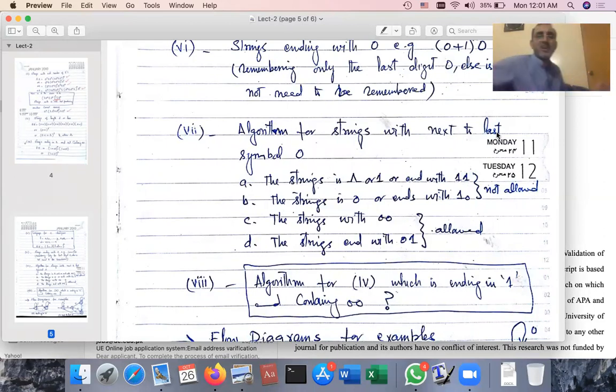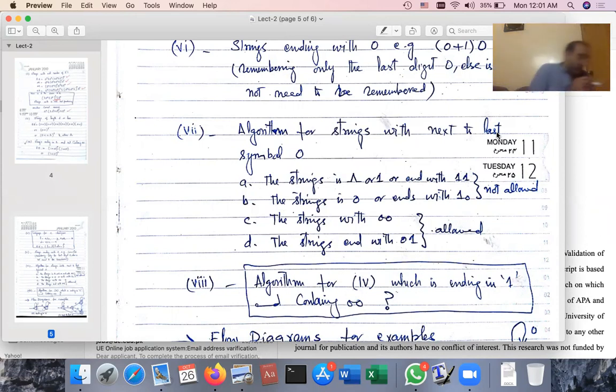What I am saying here is that if the next to last symbol is 0, so if this is the string, then next to last, and this is the last symbol, here the next to last symbol would be 0. So here I mean all strings in which the next to last would be 0.